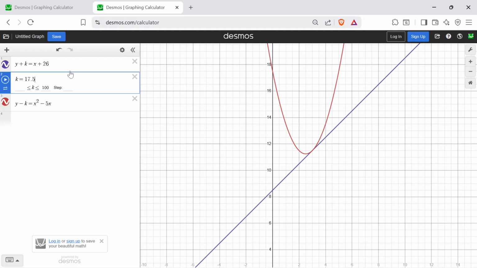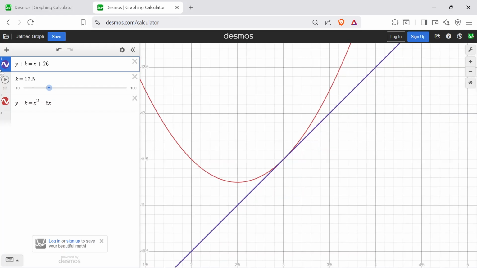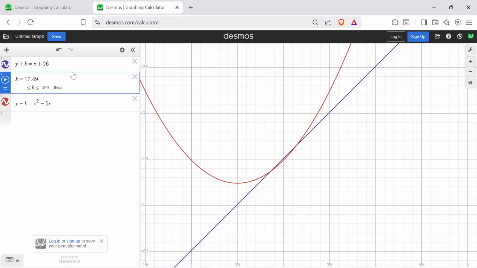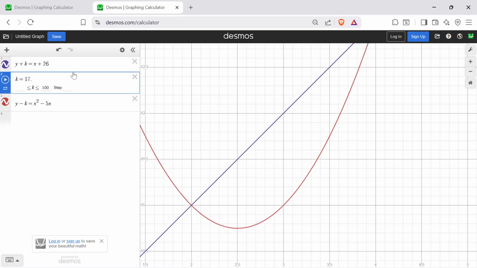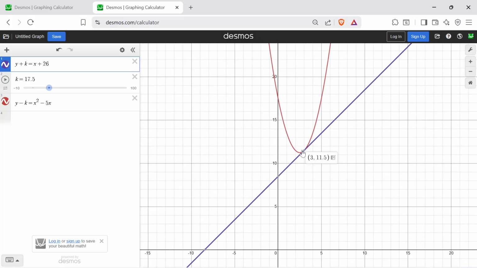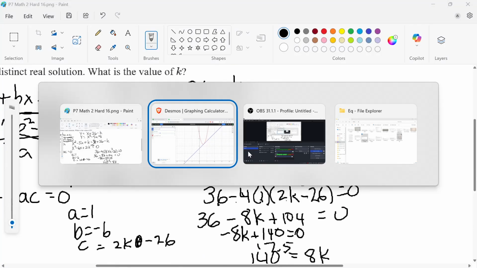But let me go back to 17.5 and click it. And I don't see a dot. It looks pretty good to me, because if I put 17.51, you can see they separate. 17.49, you can see there's 2 spots where it crosses. So 17.5, and then if I scroll out and click it, there's a dot showing only 1 cross. So anyway, either way, I get 17.5. Desmos, I think, is faster.